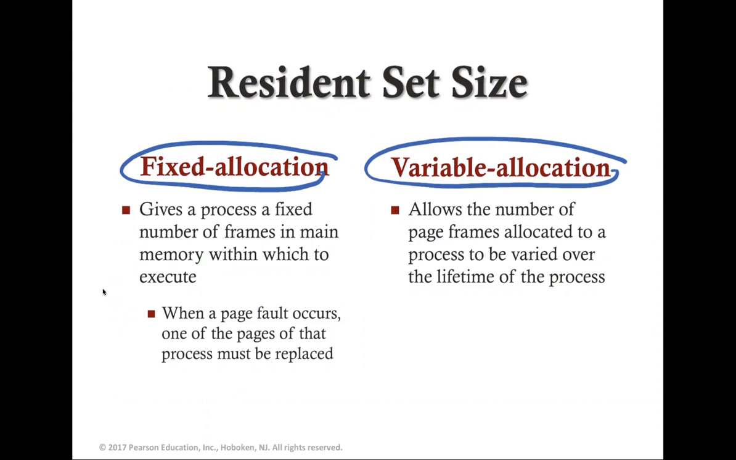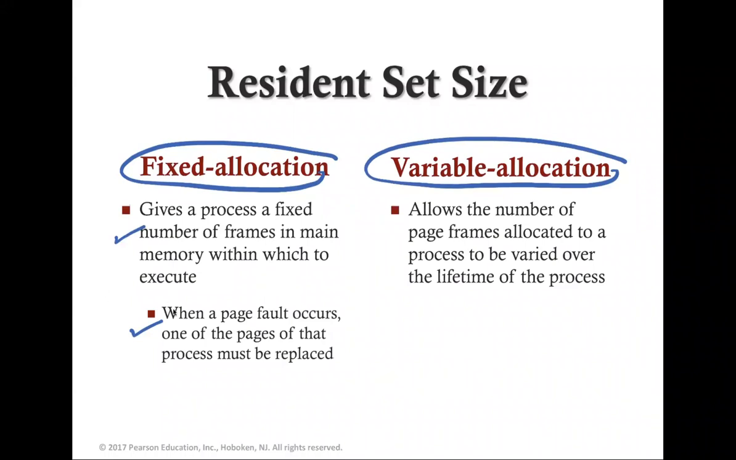That number is decided at initial load time, at which the process is created, and may be determined based on the type of process. A process could be an interactive process, it could be a batch process, or it could be related to the type of the application. Or maybe it is based on some guidance from the programmer or even the system manager. With the fixed allocation policy, whenever a page fault occurs in the execution of a process, one of the pages of that process must be replaced by the needed page.